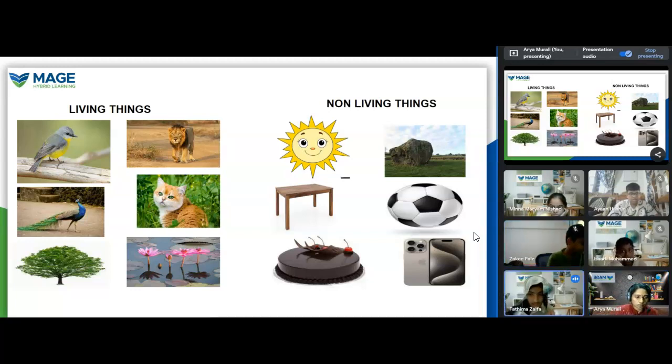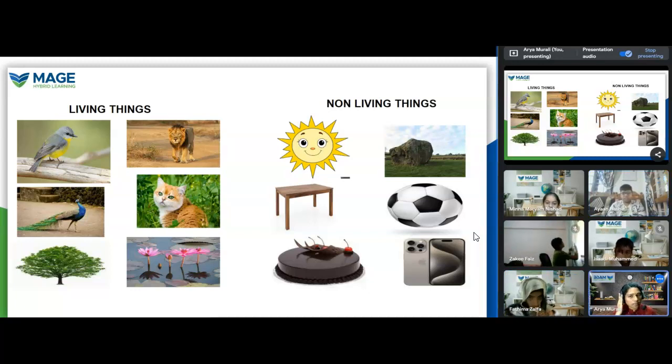Correct? Where is the girl? Yeah, the girl is missing. Ma'am, why is the human girl missing? Where is the boy? A ball is a non-living thing, right? Girl, boy, human. I'm sorry, the girl is not there. It's my mistake. Okay, the girl is also in the living things side.